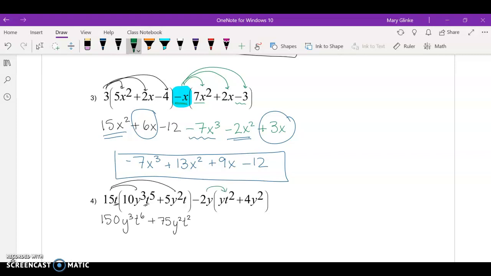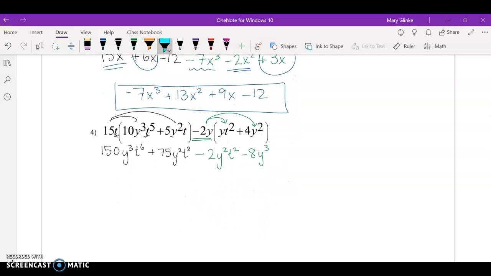So for this next part here, I'm going to distribute the negative 2y to each term here. So it's going to become negative 2. And then I have 2y's, which is y squared, and t squared. And then we're going to do negative 2 times the 4 to get negative 8. And there's 3 y's in total.